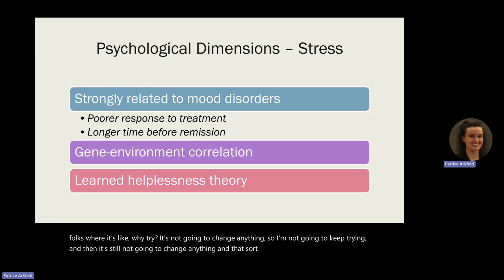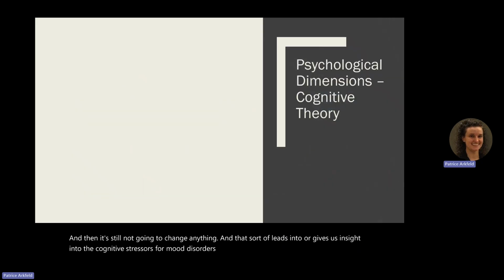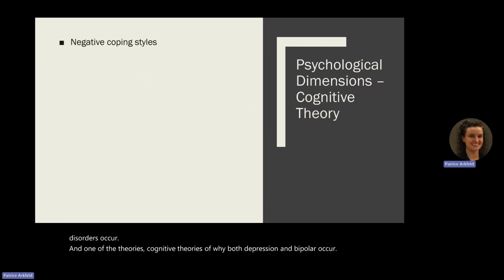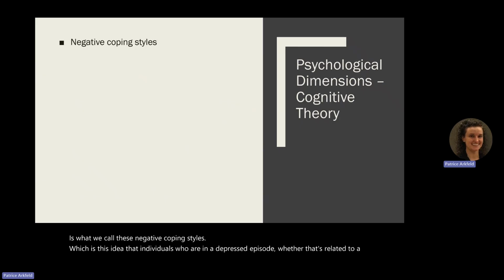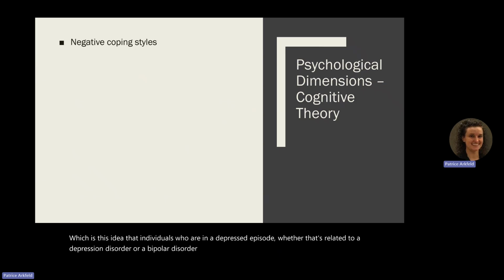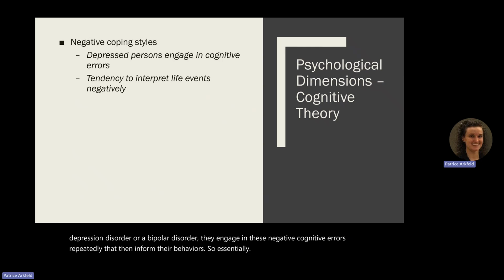And that sort of gives us insight into the cognitive theories for why mood disorders occur. One of the cognitive theories of why both depression and bipolar occur is what we call negative coping styles, which is this idea that individuals who are in a depressed episode, whether that's related to a depression disorder or a bipolar disorder, engage in these negative cognitive errors repeatedly that then inform their behaviors. So essentially, they have a tendency to interpret life events negatively, even though the event itself doesn't have a negative connotation.